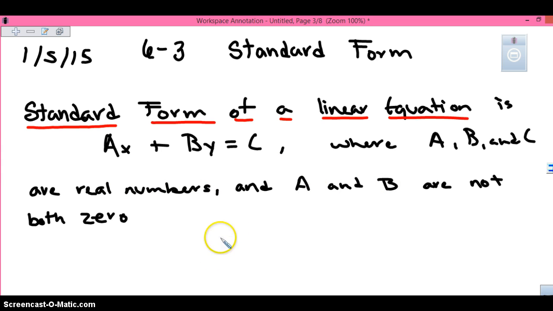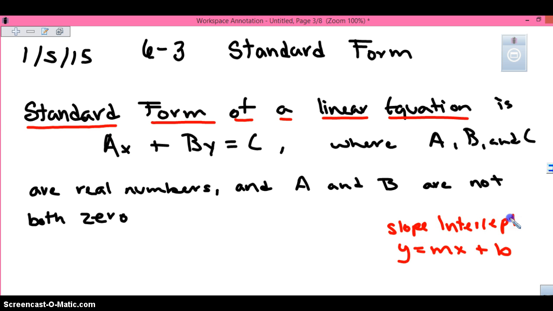Before the break, we were talking about slope-intercept form, y equals mx plus b, which is just one form of linear equation. Standard form is another form of linear equation, and using standard form, we can draw quick graphs by using the intercepts.